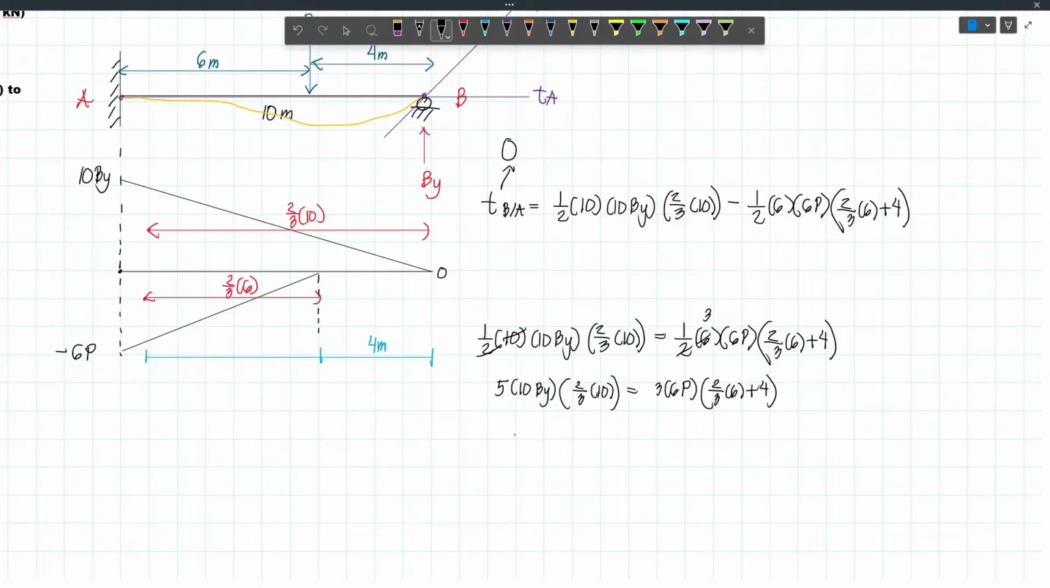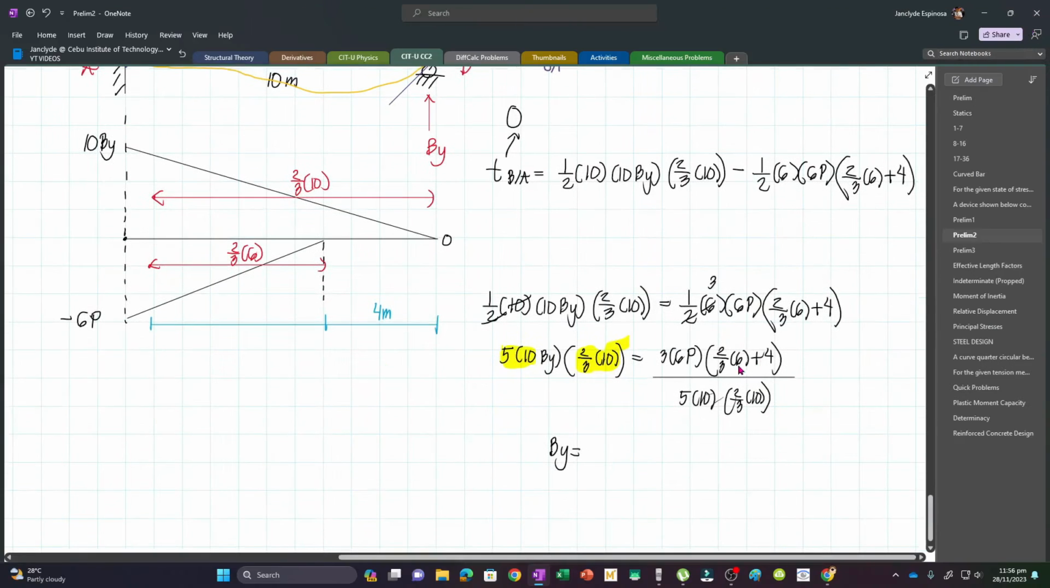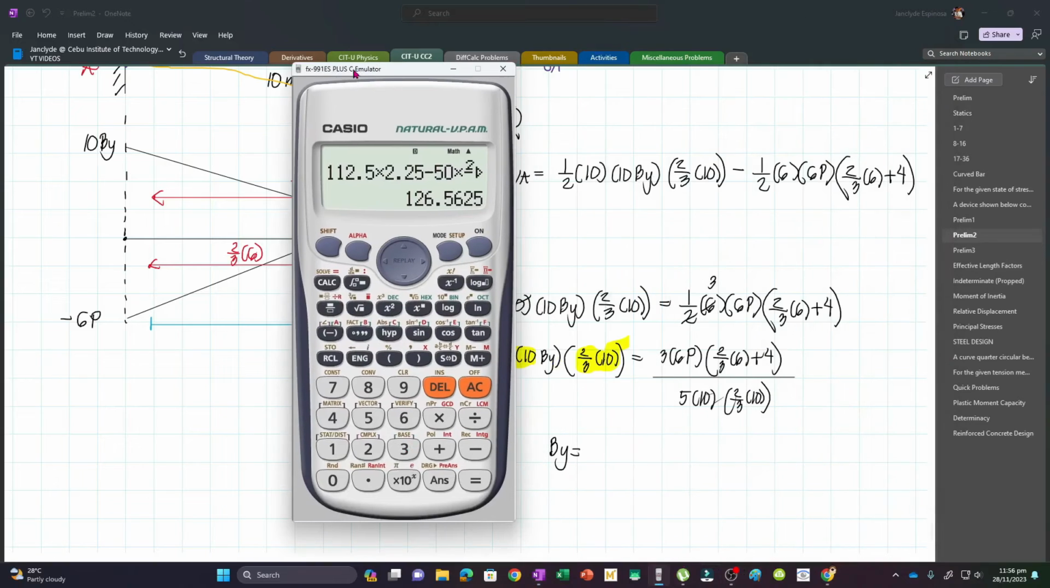Now, para ma-simplify atong equation, let's express By in terms of p. And so, kaning siya nga coefficient, kaning 5 times 10, and also kaning 2/3 times 10, ako na lang i-divide diri sa pikas. So, 5 times 10 times 2/3 multiplied by 10. Kana siya. Muna na siya akong By in terms of p. Again, ako lang isibog. And then, input din nato sa atong calculators. Ako lang disregard lang ang p, and then kanilang coefficients kita tong isuwat. So mahimo na siyang 3 times 6 and then times, again disregard ang p, 2/3 times 6 plus 4, and then over 5 times 10 times 2/3 times 10.